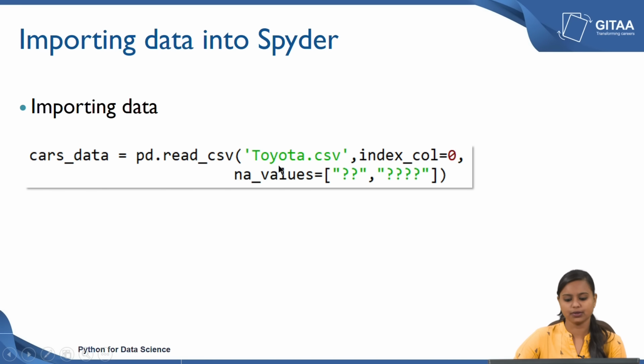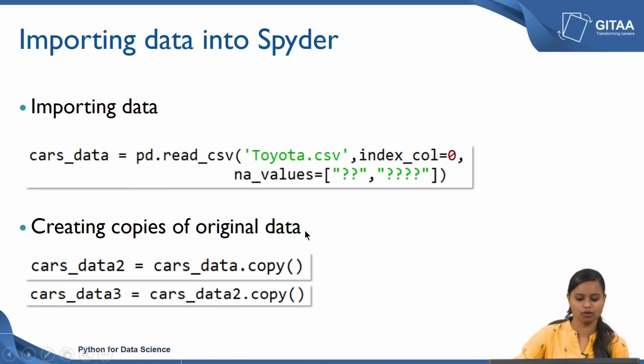I am importing the toyota.csv which we were working on, and I have set the first column as my index column, and I have also given some set of string values that need to be considered as Python NaN values, and I have saved my output to an object called cars_data. Now, cars_data becomes the data frame. Whatever I am going to do should not be reflected in the original data, rather I can create multiple copies of data, so that I can work with the duplicated data.